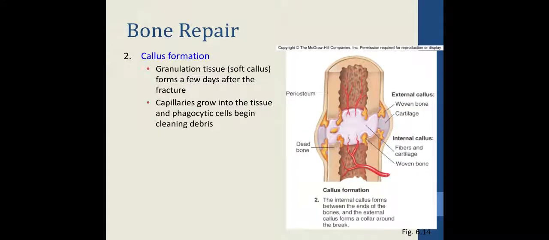Then you get this callus. That's where we get this callus tissue, the soft tissue, forming a few days after the fracture. You get capillaries growing back in. You've got phagocytic cells that are there to get rid of the dead bone. You've got this little matrix of woven bone starting and cartilage starting. And that's the first step in the healing process.